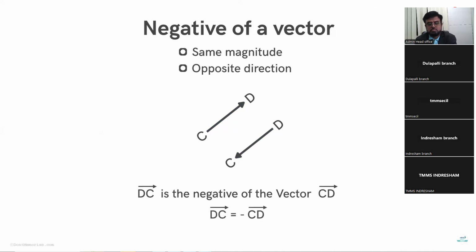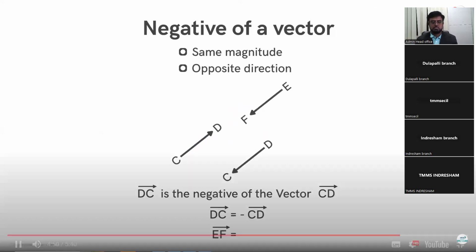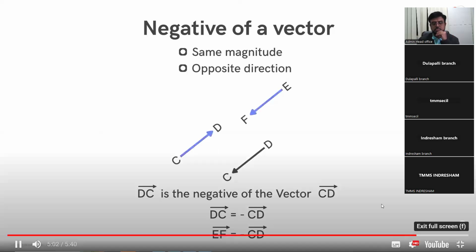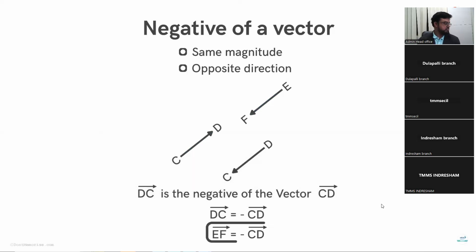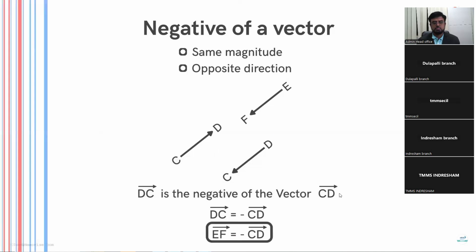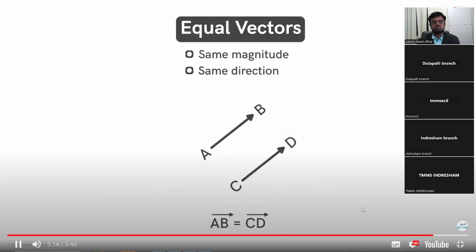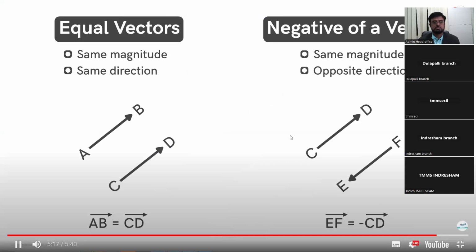Also notice that vector EF will be the negative of vector CD. Yes, the magnitude of vector EF is the same as that of vector CD, and it's directed in the opposite direction to that of vector CD. So vector EF will be the negative of vector CD. Thus, we saw here when two vectors are equal to each other, and also what the negative of a vector is.